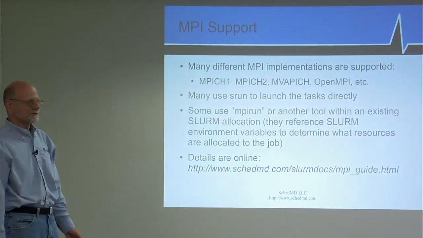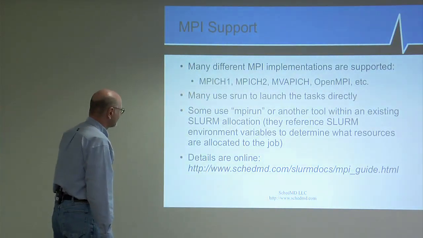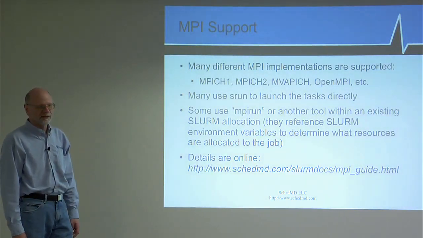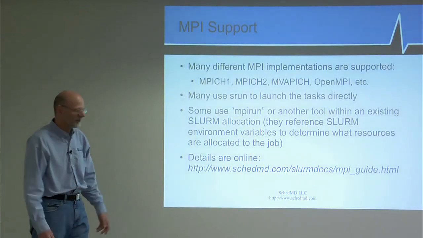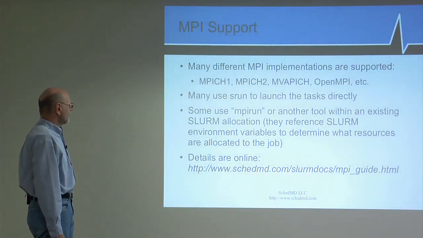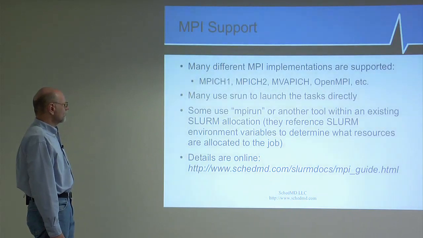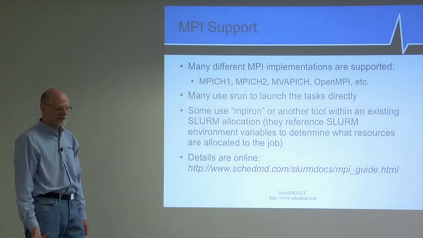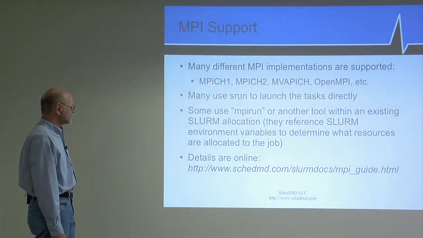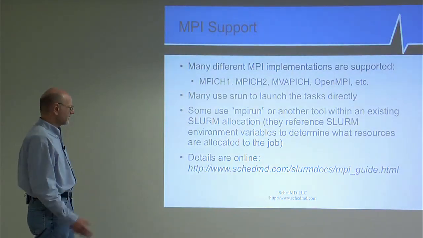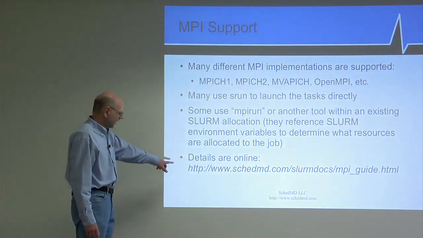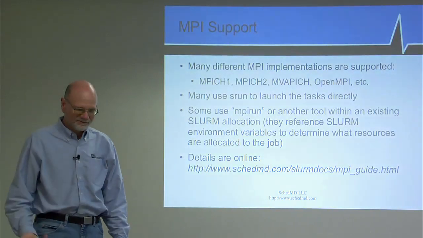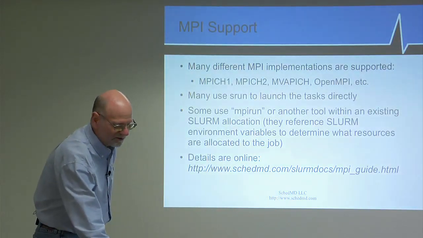MPI. I already said we support many different flavors of MPI, and some of these have Slurm plugins for them. Others just work without any plugin. Some rely upon mpirun or mpiexec or runjob or something else to launch the tasks. In other cases, you would use srun, the Slurm tool, to directly launch the task. And the web page spells out exactly how to run jobs with different flavors of MPI on Slurm.